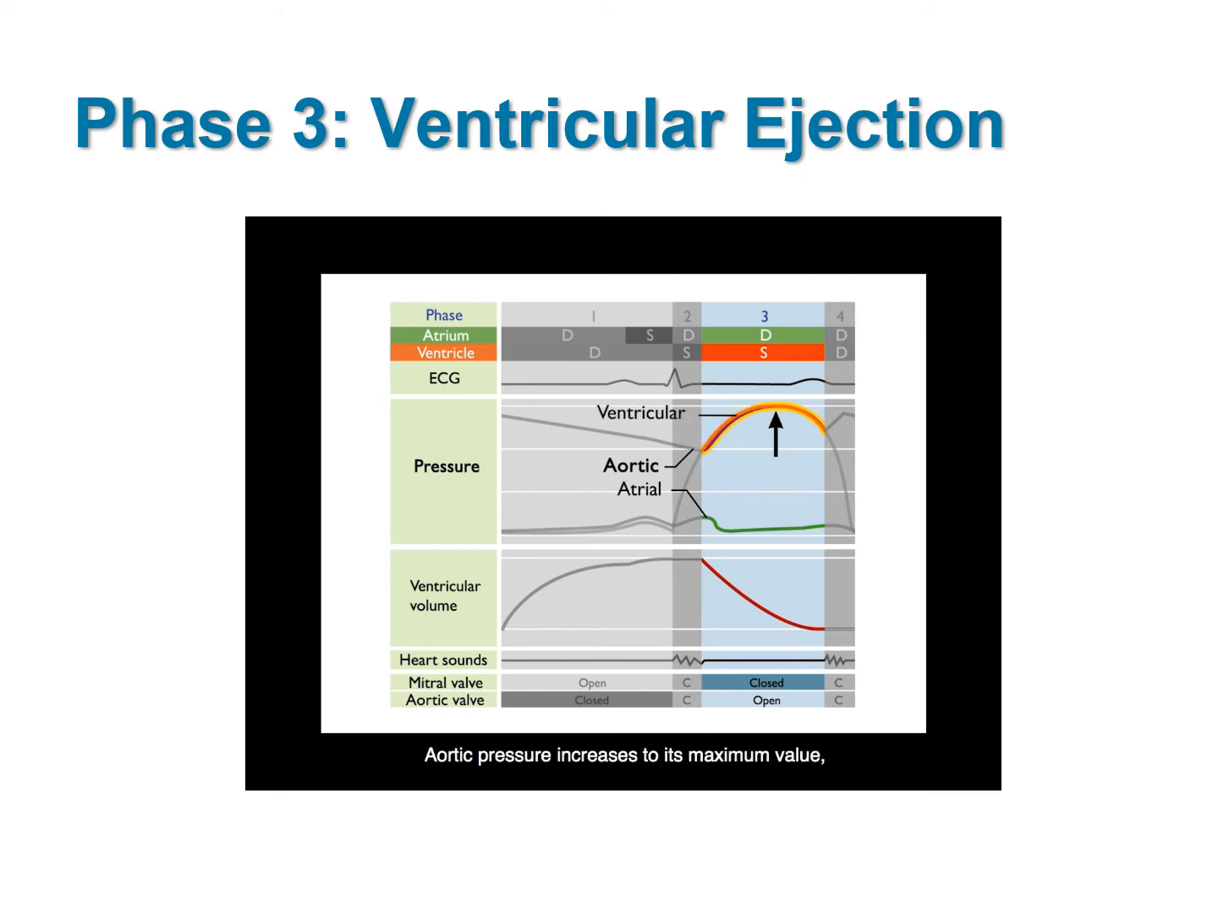As blood is pumped into the aorta, aortic pressure closely matches ventricular pressure. Aortic pressure increases to its maximum value, the systolic pressure, and then begins to decrease. As blood is pumped from the ventricle, ventricular volume decreases. The volume of blood ejected from the left ventricle is the stroke volume. The volume of blood that remains in the ventricle after contraction is the end systolic volume, or ESV.